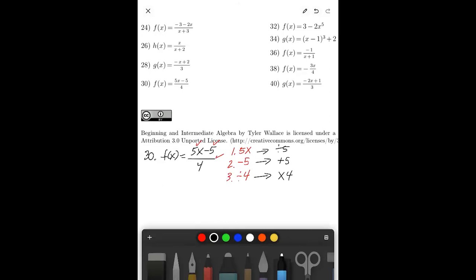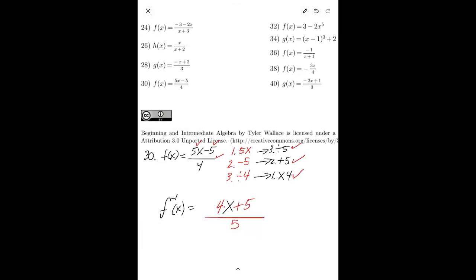And here's the order. We're going to do that first, do that second, do that third. And so our inverse is going to be x, and then we're just going to do these things to it. The very first thing we're going to do is multiply by 4. Okay, that's done. Then I'm going to add 5. And then I'm going to divide by 5. And that's my inverse function.